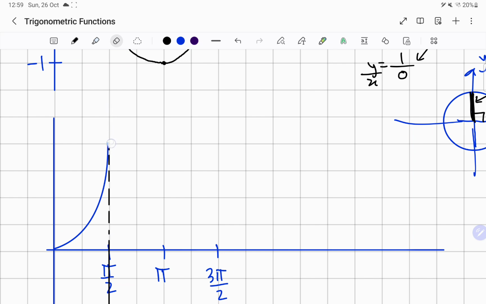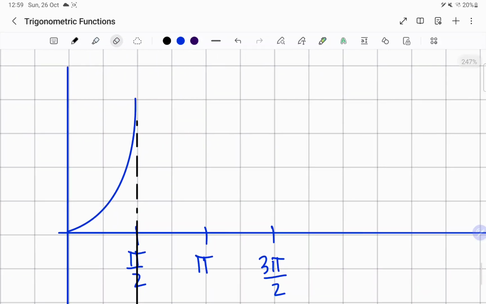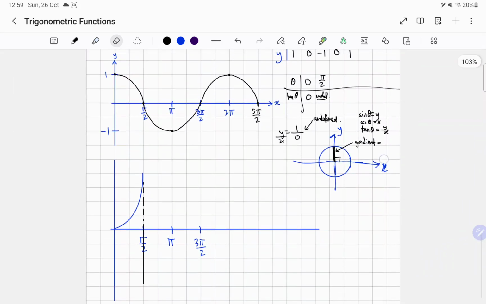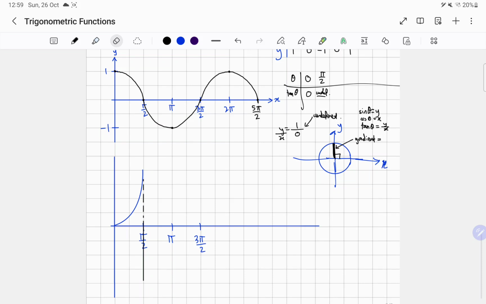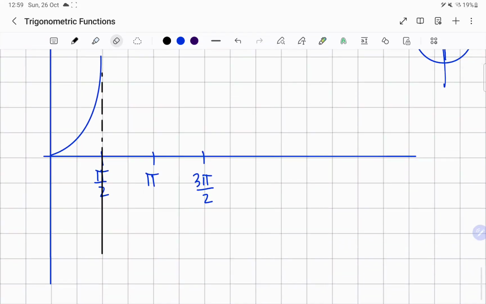Meaning, as you approach 90 degrees, the tangent gets very big, because your line is getting steeper. And that is what happens when you take tangent.